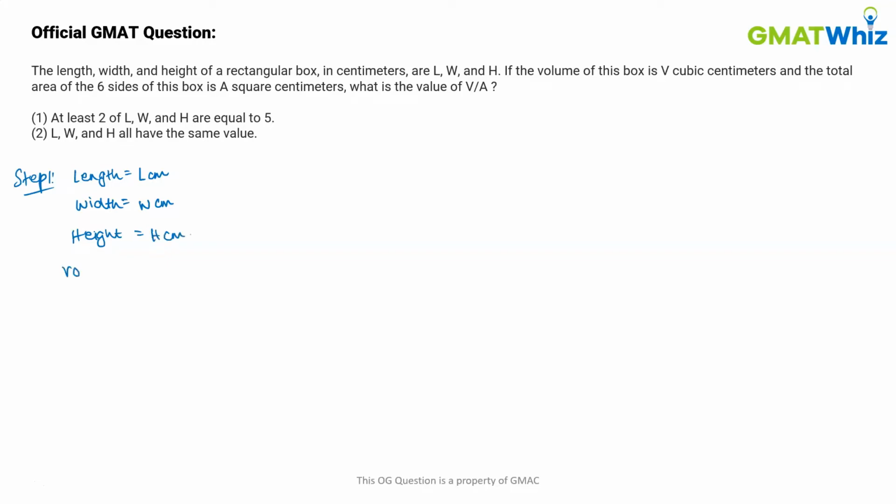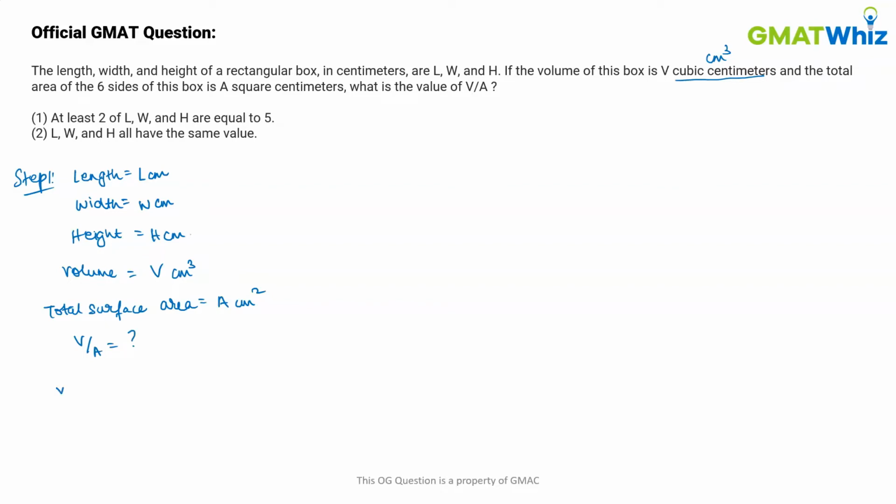We are also given that the volume of this box is equal to V cubic centimeters. Now cubic centimeter basically means centimeter cube. So volume is equal to V centimeter cube. And the total area of the 6 sides of the box, that is the total surface area, is equal to A centimeter squared. We have to find the value of V by A.